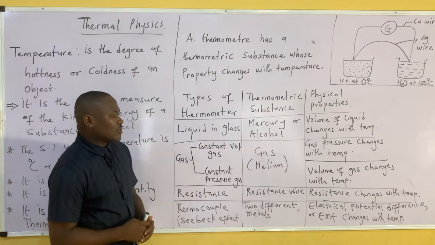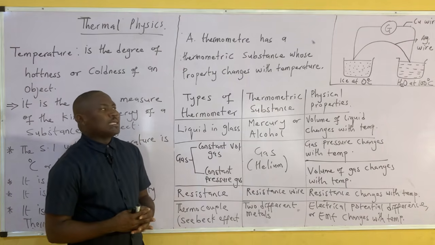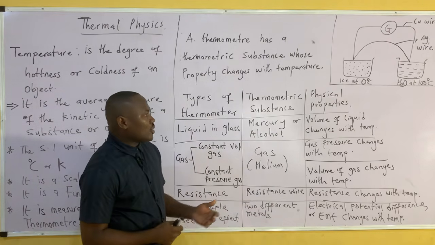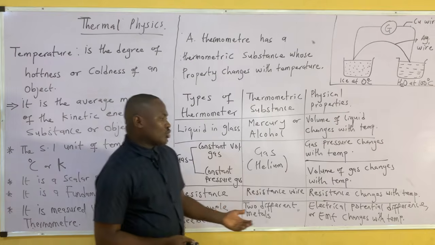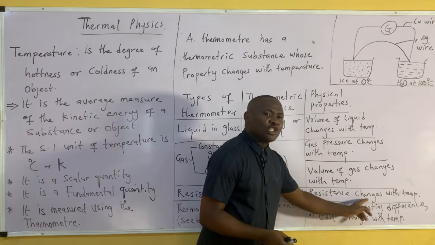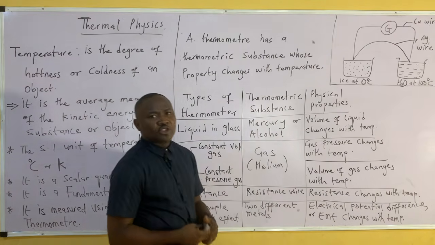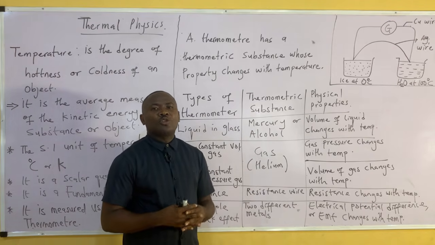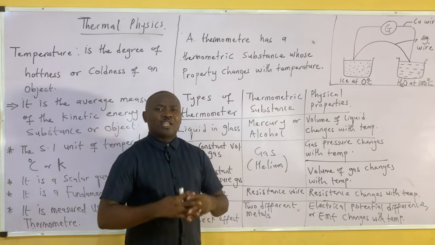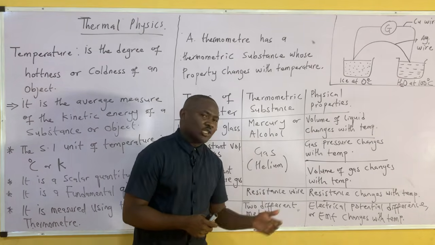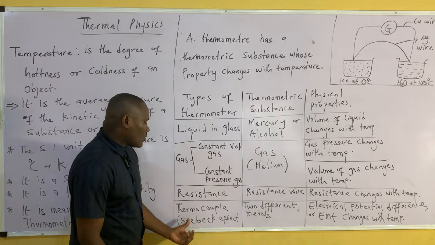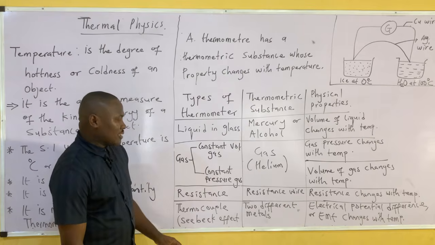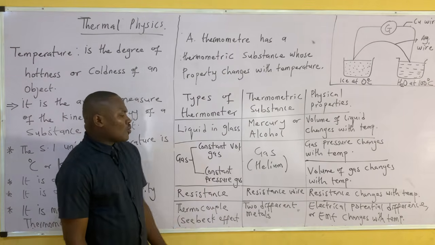Now we have another one which is called the resistance thermometer. In the resistance thermometer, what do you have as the thermometric substance? You have the resistance wire. Now, how does this function? It functions on resistance changing with temperature. Actually in a wire, when the temperature increases, the resistance increases also. Now we have another one here, which is called the thermocouple. The thermocouple functions under an effect called the Seebeck effect. Now, what about it?